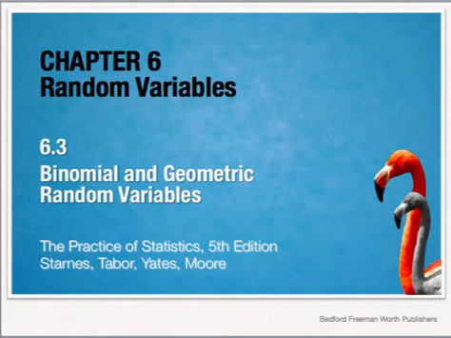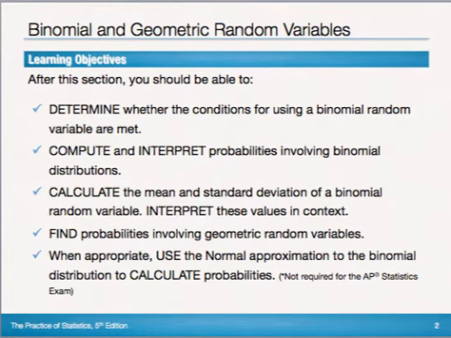This video is going to take a quick look at the binomial and geometric random variables, which are the subject of section 6.3 in your book. So the idea here is that you're going to be able to determine whether you have a binomial or a geometric random variable setting. We've already talked about binomial. We will talk about geometric settings as well.